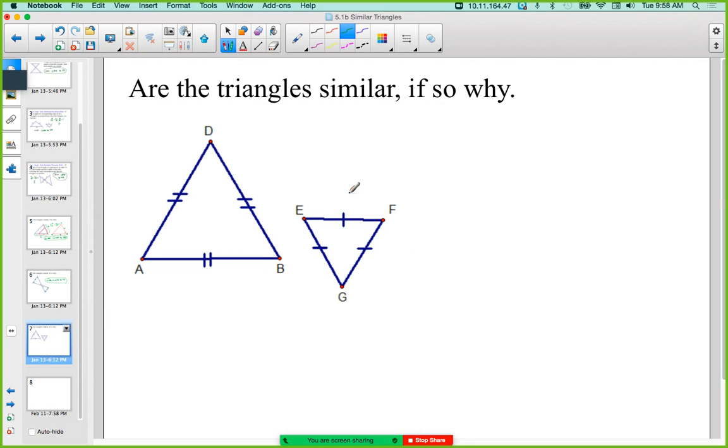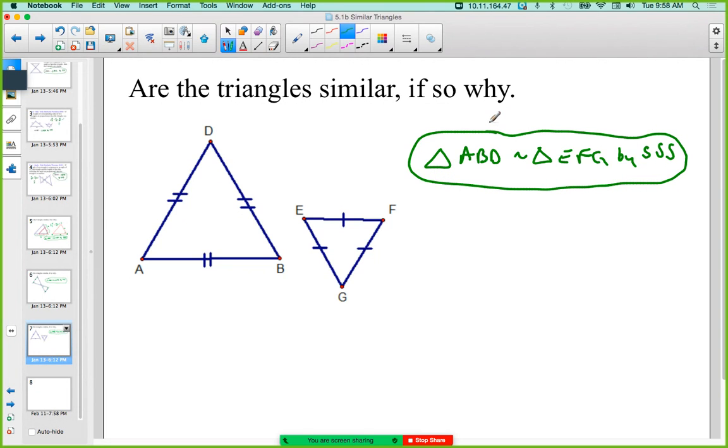Okay, and because I have 3 pairs of proportionate sides, I can use the side-side-side similarity theorem. Okay, so I can write down triangle ABD is similar to triangle. It does not matter how I write this because they're all equal. All right, so I'm going to do alphabetical. We'll do EFG by side, side, side.